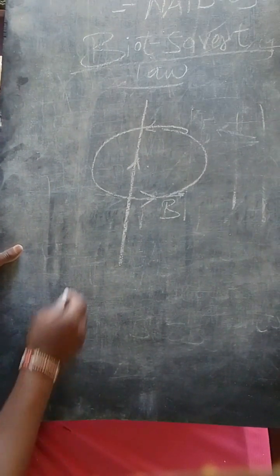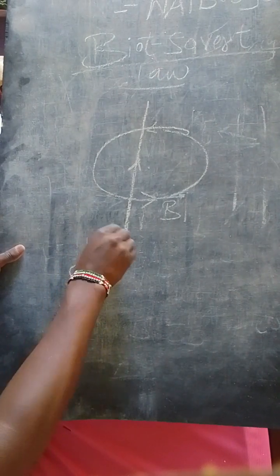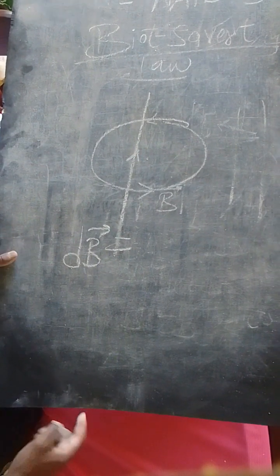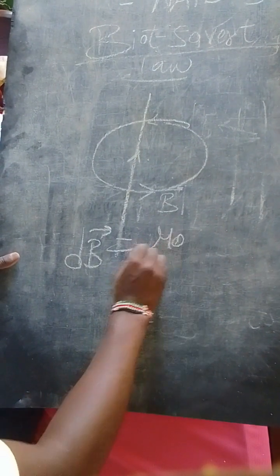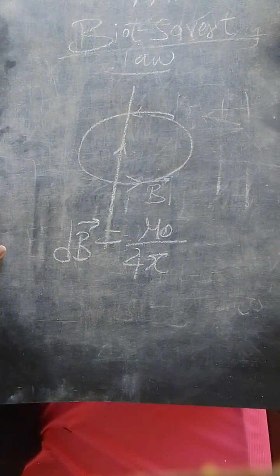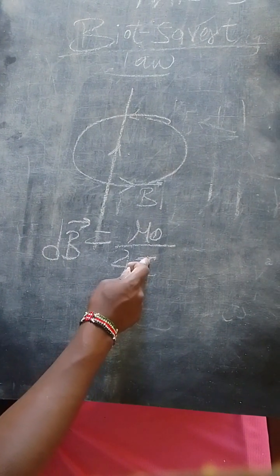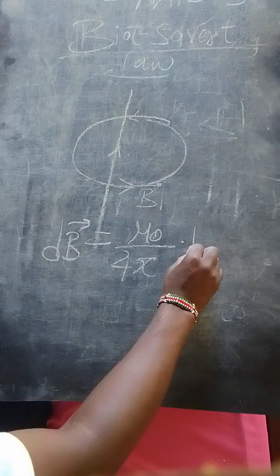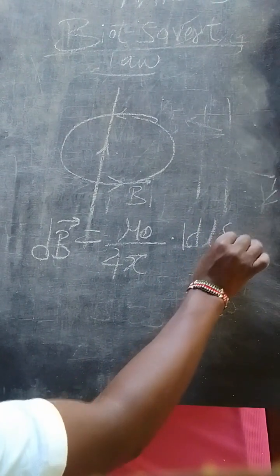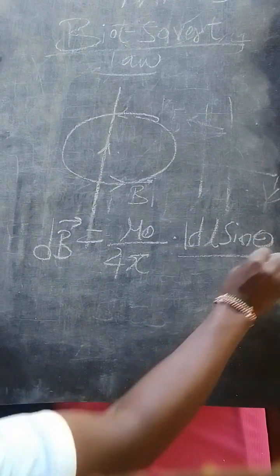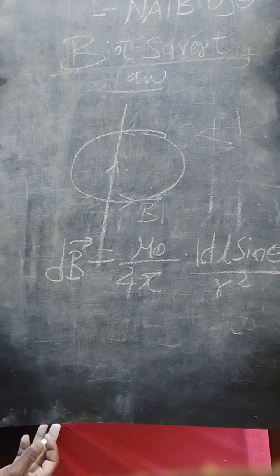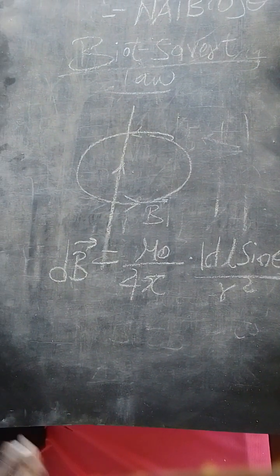Biot-Savart law states that the current element for such a magnetic field will be equal to these constants. That is equal to this. In the previous video, I had posted how we make this formula, or how we come about this formula. So anybody having any challenge can visit the video. Sin theta over r squared, where mu naught is the permittivity of free space.